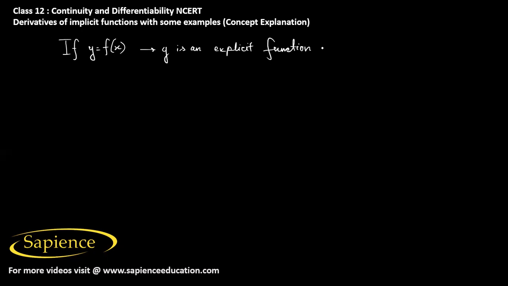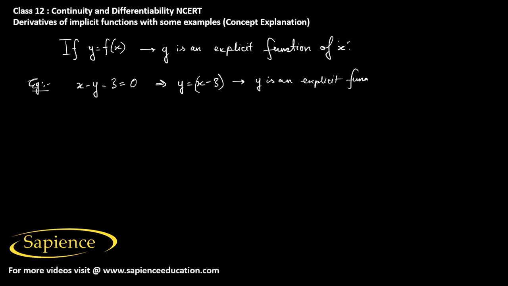And if y cannot be expressed as a function of x, then y is an implicit function of x. Suppose, for example, we write x minus y minus 3 equal to 0. Then y can be written as y equals x minus 3, so y can be written as some function of x only. So here y is an explicit function of x.